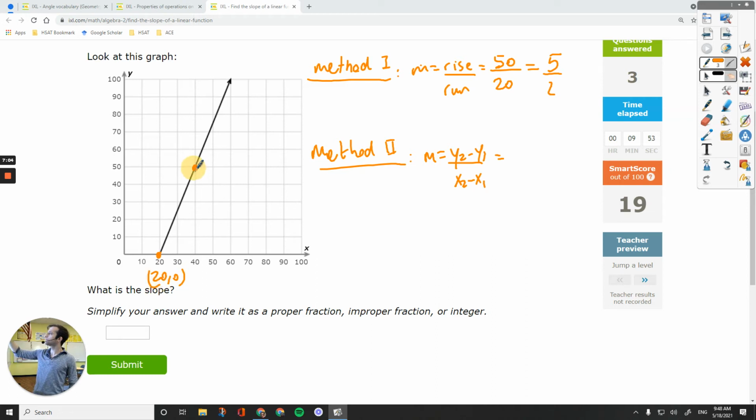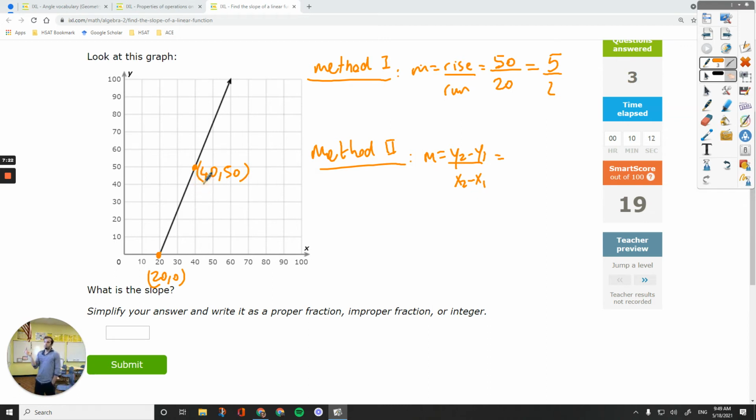And then do the same thing for just another point. Doesn't matter. You can use that point or this right here. And the coordinates of the last point would be over 60, up 100. I don't want to deal with bigger numbers. If I can deal with smaller ones, that's what I would prefer. Over 40, up 50.